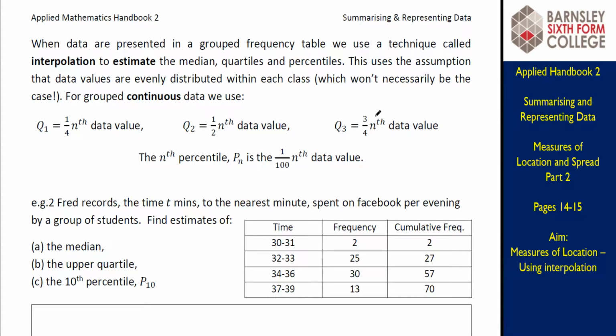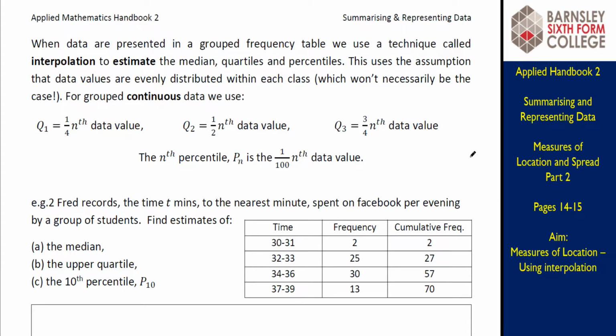Then Q3, the upper quartile, is the 75%, three-quarters of the way mark. Anything above this value is in the top 25% of your values. We just use 3/4 of n, or 75% of n. Then we'll have the nth percentile. For example, for the 10th percentile, you'd find 10% of n. Anything below this value is in the bottom 10%, anything above it would be in the upper 90%, using 10 there as an example.